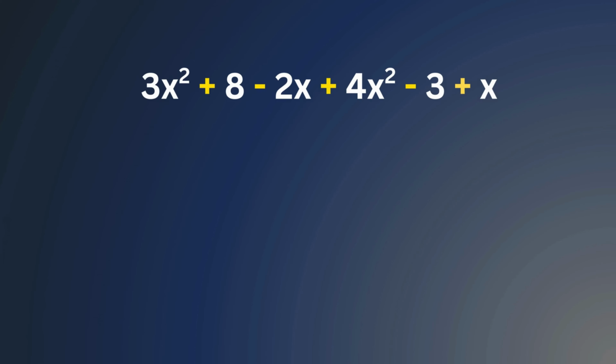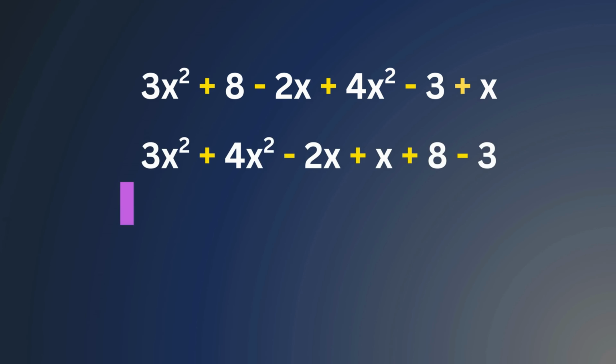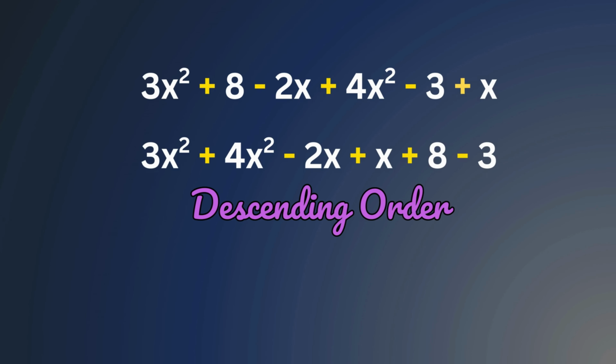Okay, let's dive into an even more complicated example. 3x squared plus 8 minus 2x plus 4x squared minus 3 plus x. This polynomial has 6 terms, so let's see if any of the terms are like terms that can be combined. Let's rearrange the terms to ease things out while figuring like terms.